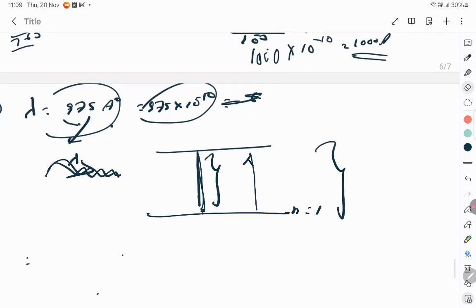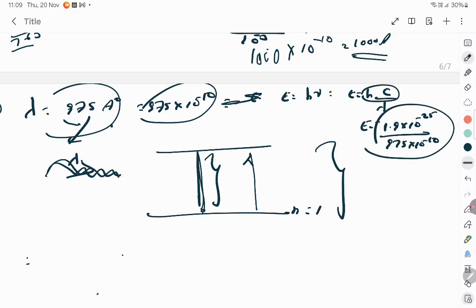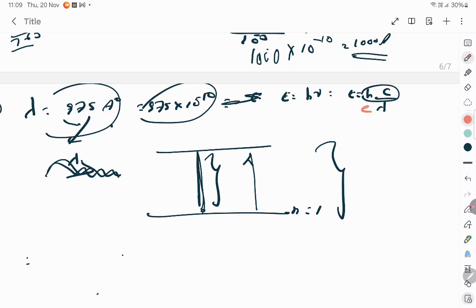The incident wavelength is given, I find the energy. E is equal to h nu, E is equal to h into c by lambda. H into c we have memorized. What is h into c? From that lesson, 1.9 into 10 to the power minus 25 by wavelength 975 into 10 to the power minus 10. This will be the incident energy. You want it in electron volt, all the more easier. You divide by e and write hc by e to be 1.2 into 10 to the power minus 6 by 975 into 10 to the power minus 10. The energy answer is in electron volt.